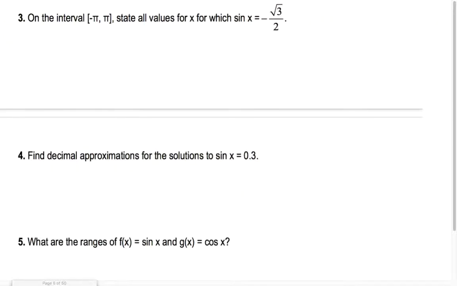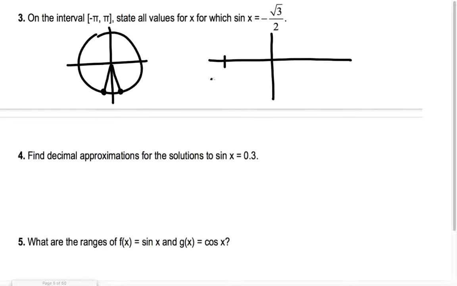Okay. So going back to more unit circle stuff. On the interval -pi to pi, state all values of x for which sine of x equals -√3 over 2. So sine is equal to -√3 over 2 here and here. Okay, so if you're on the sine curve and it's asking between -pi and pi, it's basically saying when are you at -√3 over 2? There's 2 answers.